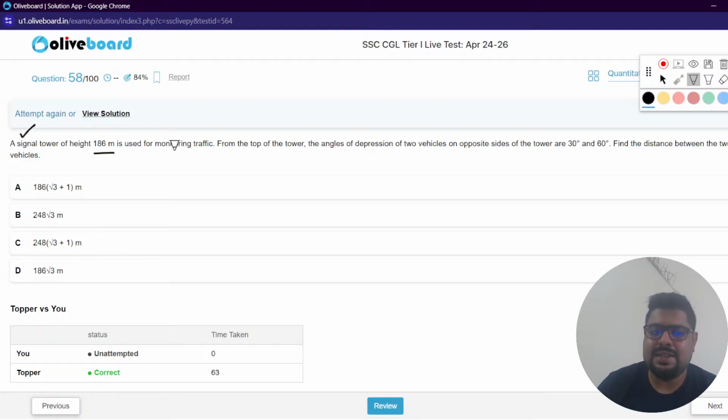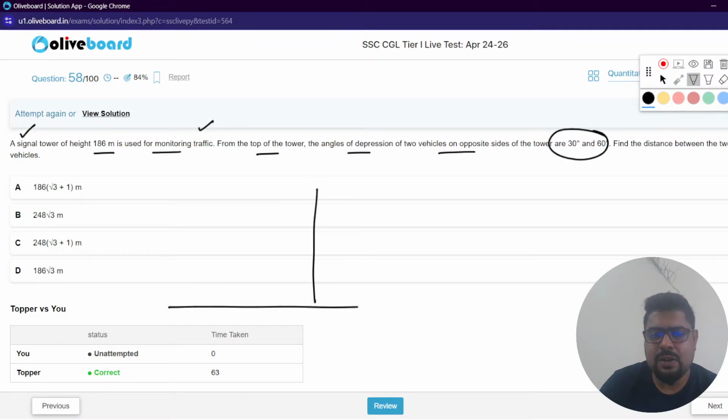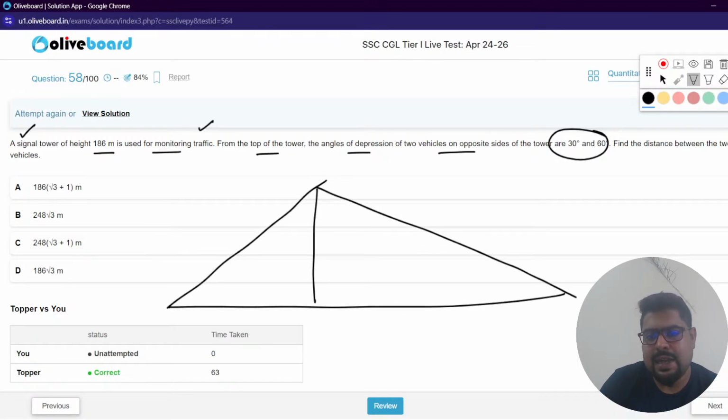Signal tower is used for monitoring traffic. From the top of the tower, the angle of depression of two vehicles is given, sir. Signal tower, two vehicles. One is like this, the other one is like this. This is the tower, distance between the vehicles. Okay, this is 186 meters. This is 60 degrees depression. This is 30 degrees angle of depression. Now they are asking what is the distance between them.